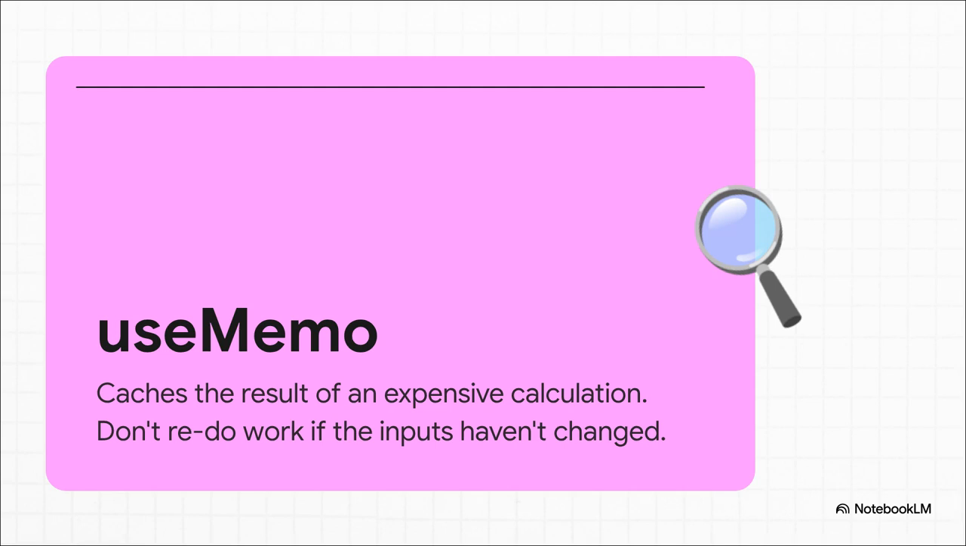First up, useMemo. This hook memoizes or caches a calculated value. The analogy on the slide is perfect. You don't redo your math homework if the numbers haven't changed. This is what you reach for when you have an expensive calculation, like sorting or filtering a really big array, and you don't want to do that hard work on every render.